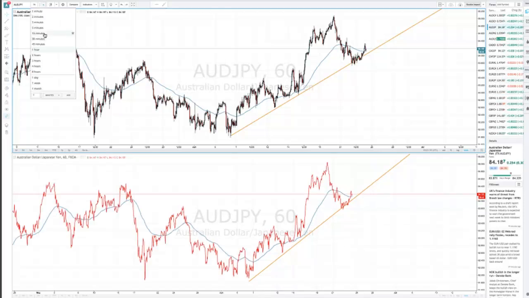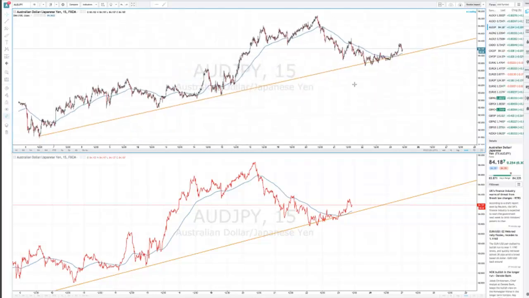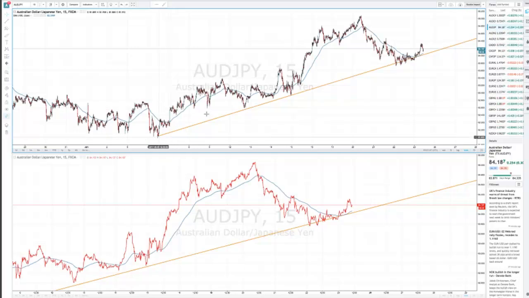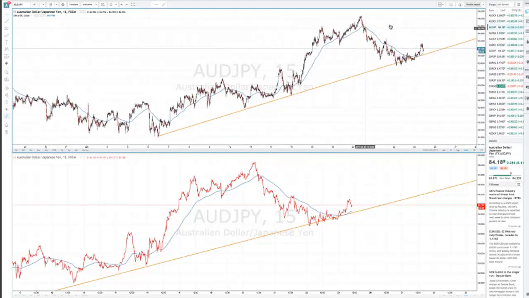Go back to our 15-minute chart. As I said, the 15-minute chart is just the one that we like to trade. You can choose whichever one suits you. So for this one at the moment, we've got an upward sloping trend line. The momentum was to the upside, but it seems to have kind of dropped off a bit. And now we're waiting for the market to break lower.